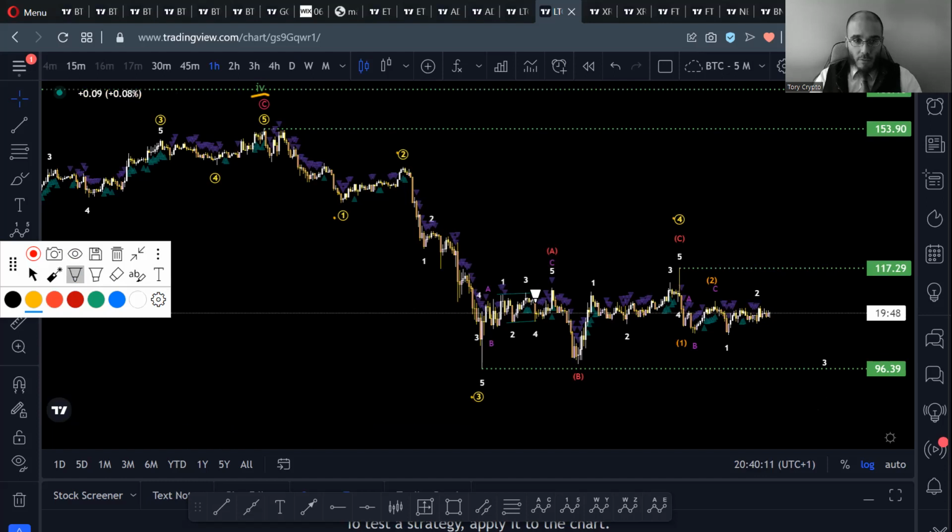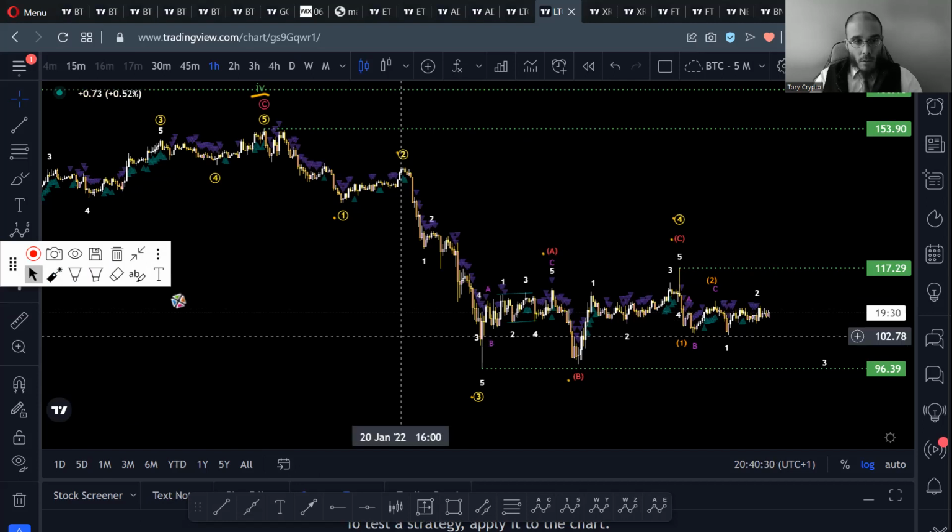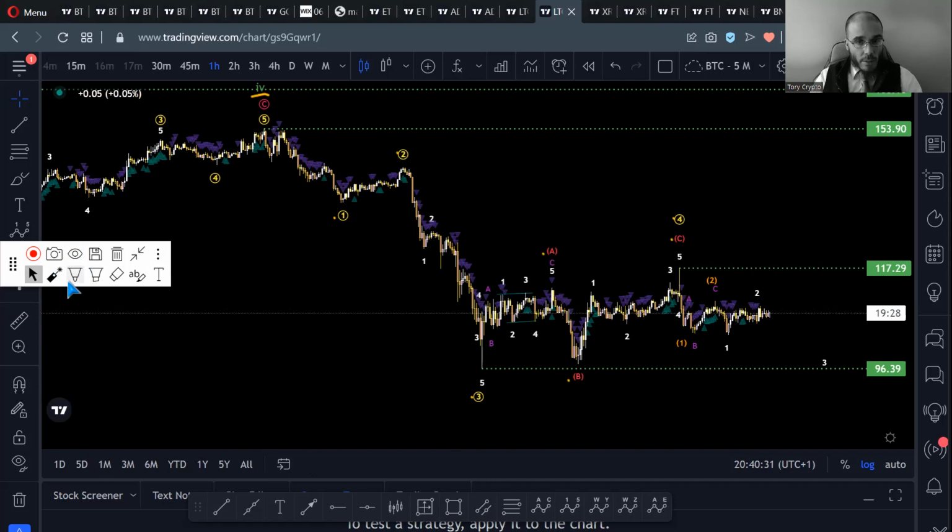Here we have a double ABC, A, B, C for wave 4. I've missed something on my chart, so I'm going to add it right now with you guys. We had an ending diagonal for its wave C: 1, 2, 3, 4, 5 for wave C, as you can see. That was an ending diagonal.